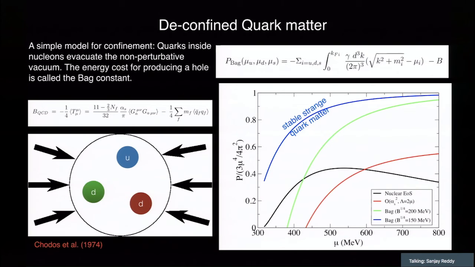Somehow, if you were able to supply nuclear matter with enough strangeness, then it would become more stable. It would have a lower energy than nuclear matter. And that form of matter is called stable strange quark matter.